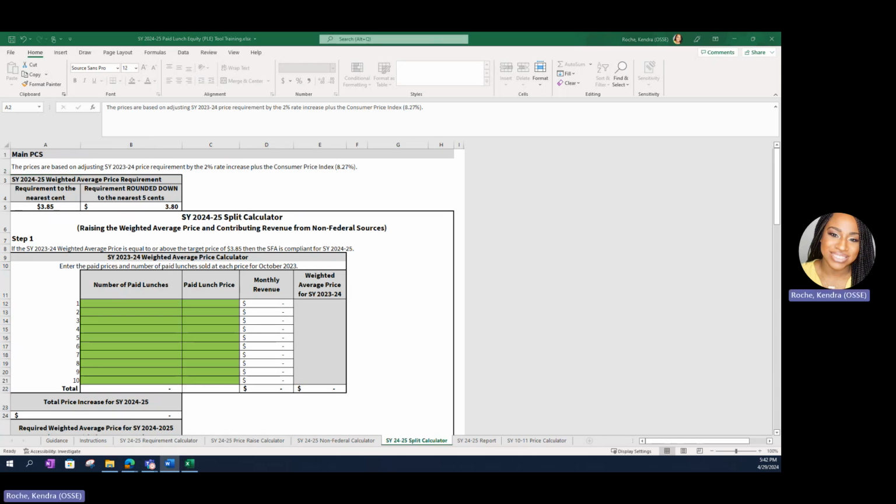On this tab, the school year 2024-25 weighted average price requirement is again pre-filled. Step 1 here is to enter the total number of paid lunches from October 2023 for each site and the paid lunch price for school year 2023-24 for each site. The weighted average price, total price increase, and required price increase will automatically be filled.